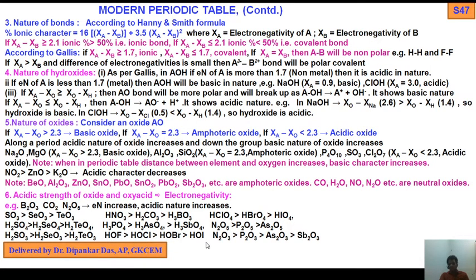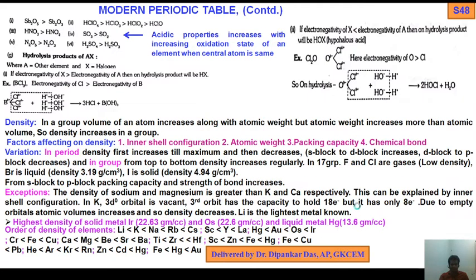greater than HOBr greater than HOI. Last one, N2O3 greater than P2O3 greater than As2O3 greater than Sb2O3. So this is the acidic strength of oxides and oxoacids. The acidic property increases with increased oxidation state of an element when the central atom is the same.